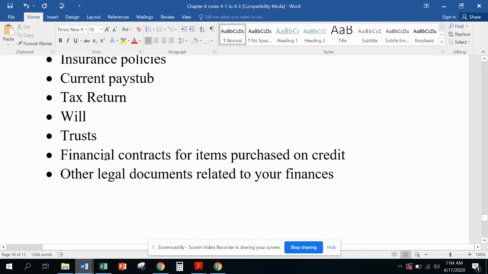All right, we're going to need to bring any financial contracts, anything that we purchase on credit, because they're going to have rights to some of your assets if you pass, and any other legal documents related to your finances. Okay, now, again, for every purchase, we're not doing all of this, but the larger the purchase, the more of the information gathering that we're going to be doing.